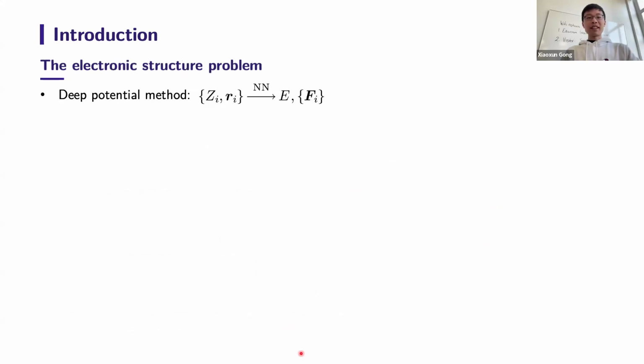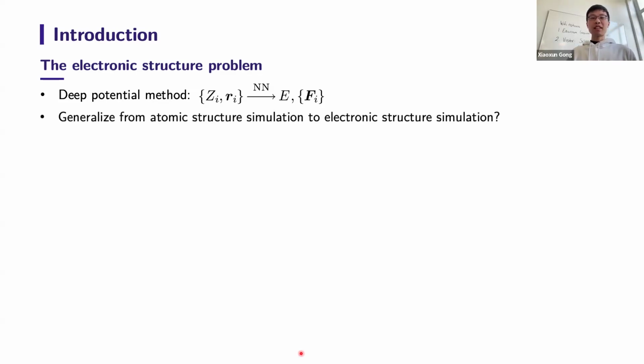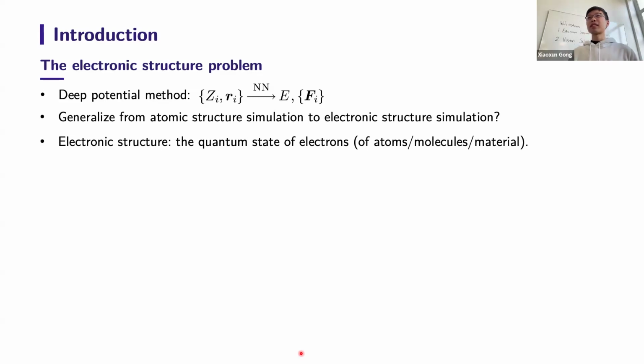As I described in my last slide, the deep potential method aims at learning the mapping between the input atomic structure and the total energy and forces. These are mostly atomic structure simulations, because we only care about the total energy and forces of each atom. But what about going one step further and considering electronic structure simulations? Electronic structure is a very broad term, and it mostly refers to the quantum state of electrons of atoms, molecules, and materials.